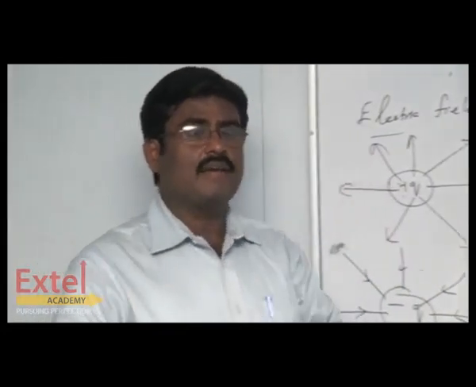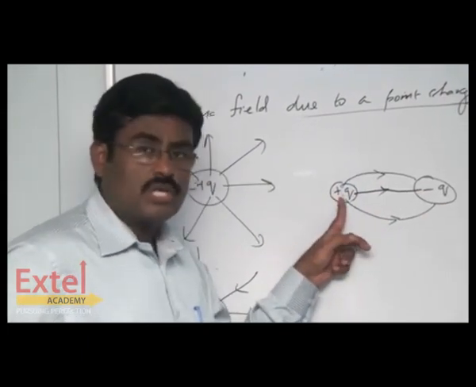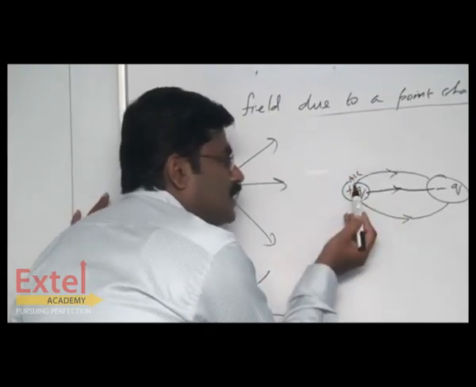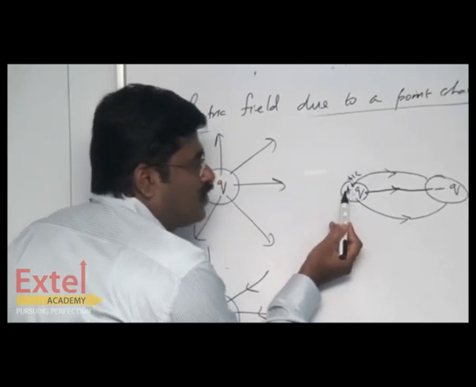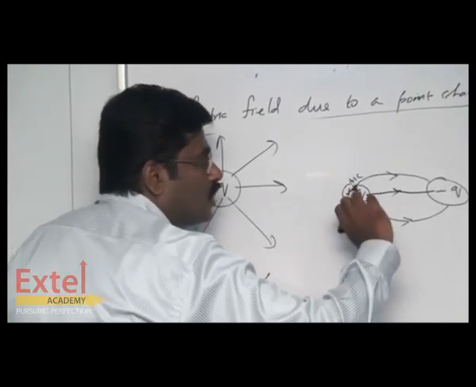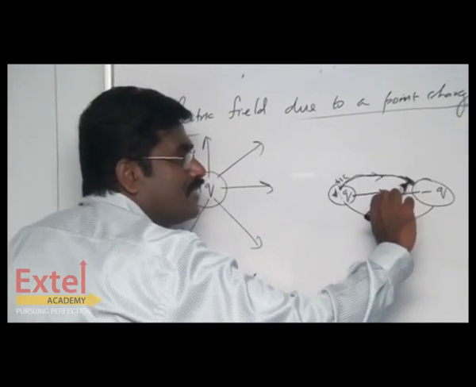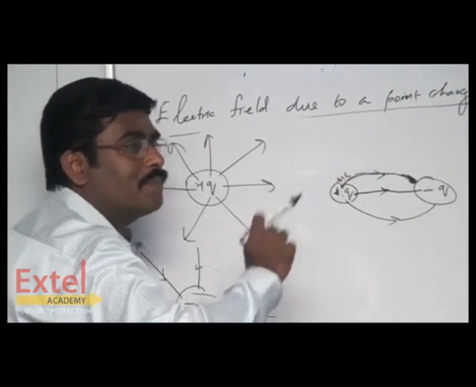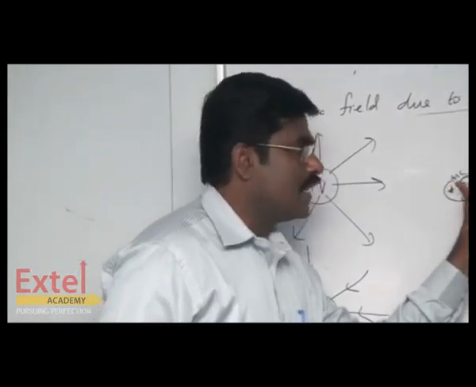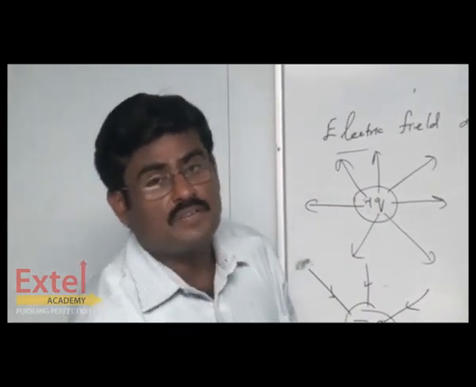So Michael Faraday found that the electric lines of force are imaginary lines along which a unit positive charge tends to move. What's the meaning of that? When you place a unit positive charge at this particular point, this is a positive charge, this is also a positive charge. Both are of the same type, so it will experience a repulsive force. So automatically the unit positive charge will tend to move along this line. So you should understand the meaning of the line: it is the path along which the unit positive charge tends to move. Electric lines of force are an imaginary line along which a unit positive charge tends to move.